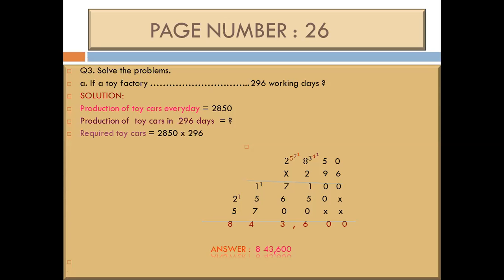6 5s are 30. We write here 0 and we carry 3 on 8. 6 8s are 48. 48 and 3, 49, 50, 51. We write here 1 and we carry 5 on 2. 6 2s are 12. 12 and 5, 13, 14, 15, 16, 17. So we write here 17 because there is no next number.